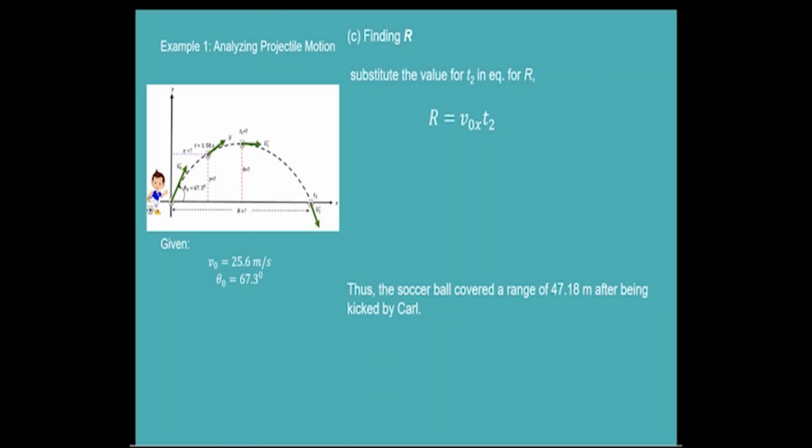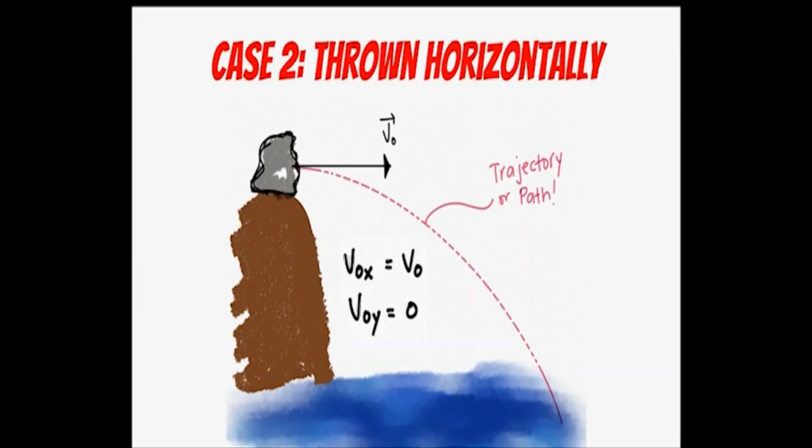Now, let's substitute the value for t sub 2 in the equation for range. Range is equal to v sub 0x t sub 2, where v sub 0x is equal to 9.879 meters per second, multiplied by 4.820 seconds. Range is equal to 47.18 meters. Thus, the soccer ball covered a range of 47.18 meters after being kicked by Carl. And we are now done with case number 1. Let's proceed to case number 2.